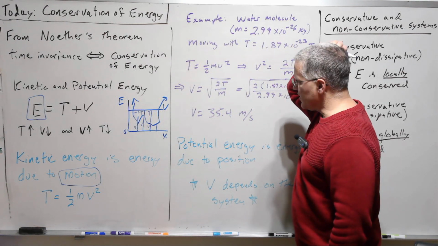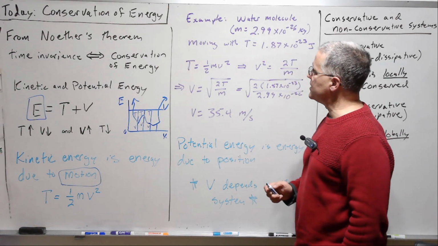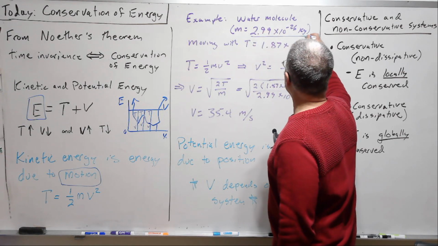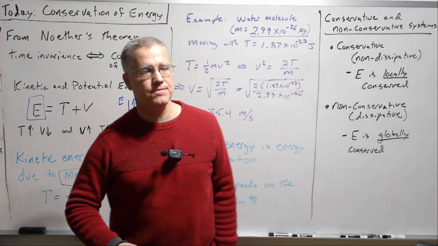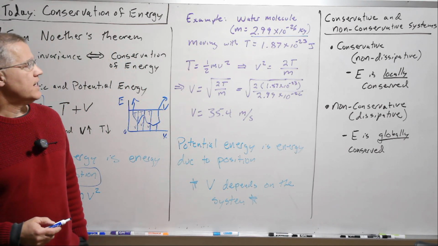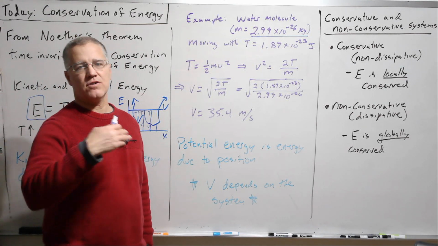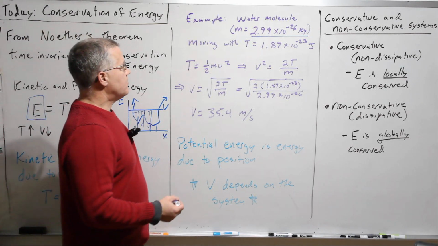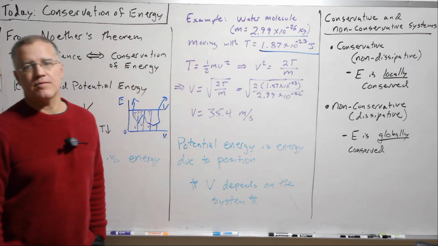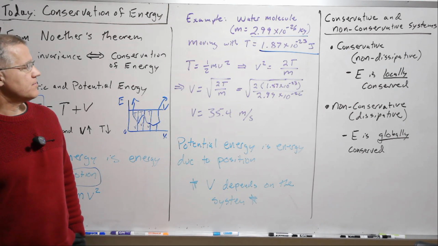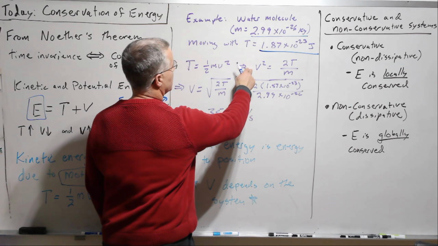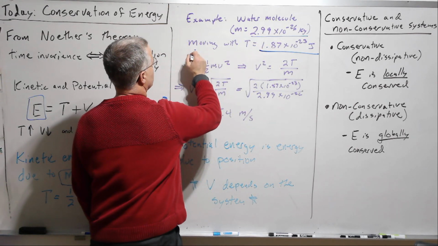Now, let's look at just a quick example before we go on to potential energy. So let's say we have a water molecule, and the mass of the single water molecule is about 3 × 10⁻²⁶ kilograms. And let's just say it's moving along in whatever situation it's in, but it has a kinetic energy of 1.8 × 10⁻²³ joules. Let's take our kinetic energy formula, and we want to solve for the speed. What is speed?